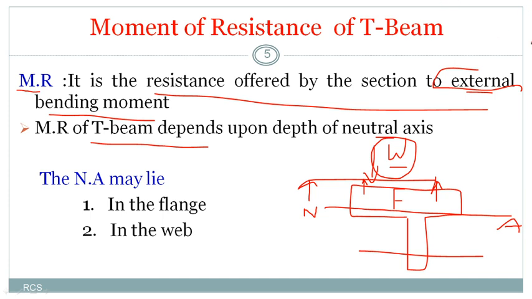But in the case of a T beam, the width of the flange portion is different and the width of the web portion is different. So the moment of resistance will be different. Finally, I can say our neutral axis may lie in the flange or may lie in the web. The moment of resistance also varies with the variation of the position of the neutral axis.